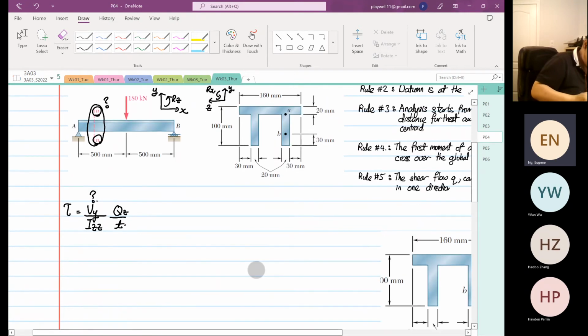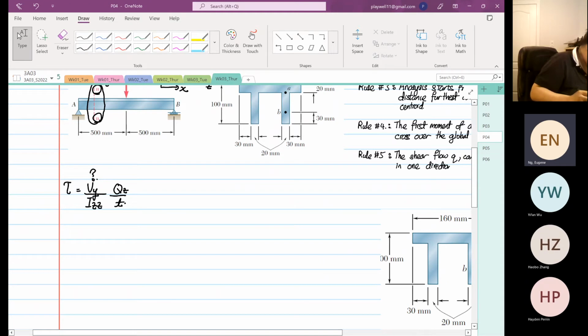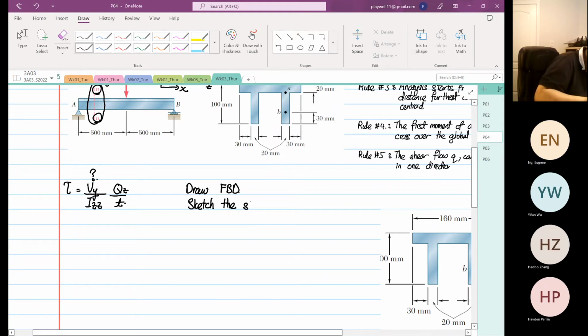Before we go there, I'm going to write down the steps required. First, we need to draw the free body diagram. Then, before we sketch the shear force diagram, we need to find the reactions at point A and at point B. Then we have to sketch the shear force diagram.